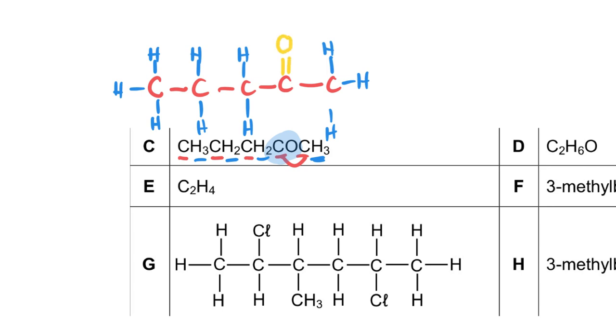So now we look at this and we can say, well, this is quite clearly a ketone, because we can see that the carbonyl group is inside the chain. It's not on the ends, but it's inside the chain. So this is a ketone. Then we go to D.